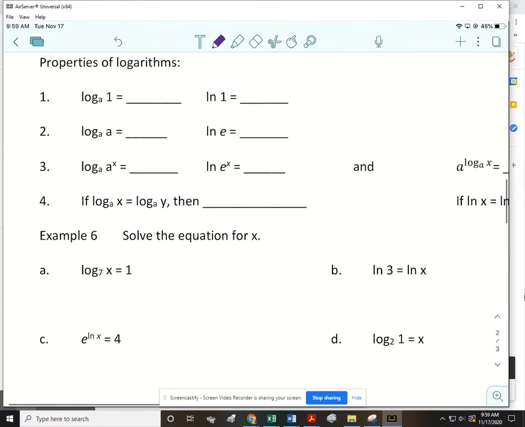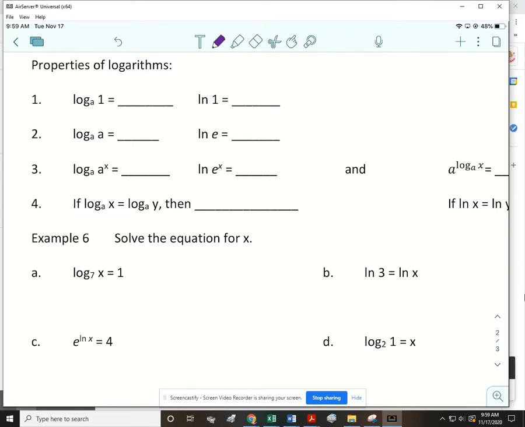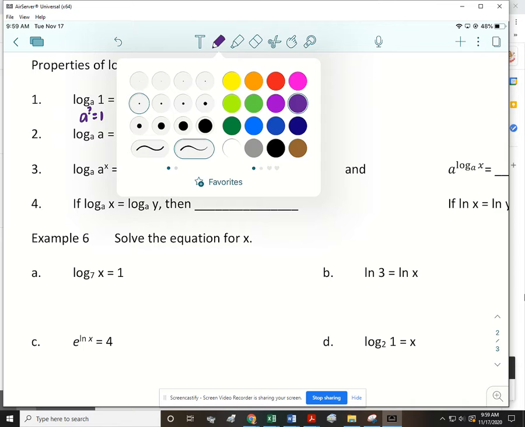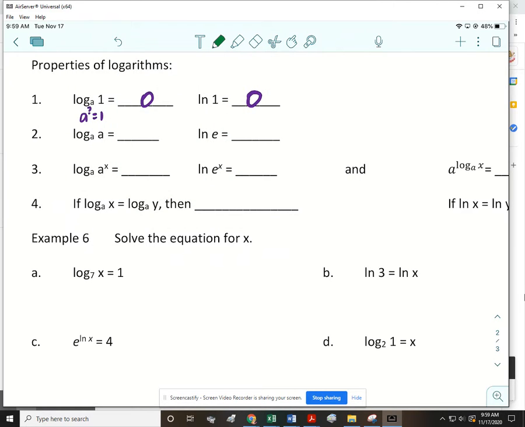All right. Then for properties of logarithms, a lot of these you can kind of just figure out. There's a couple that are a little harder to remember. But the first one I feel like is one that you could figure out. So log base a of 1 or the natural log of 1, if you ask yourself a raised to what power gives you 1, that power is 0. All right, and then log base a of a, or natural log of e, you would ask yourself, a raised to what power gives you a, or e raised to what power gives you e, and that's going to be 1.